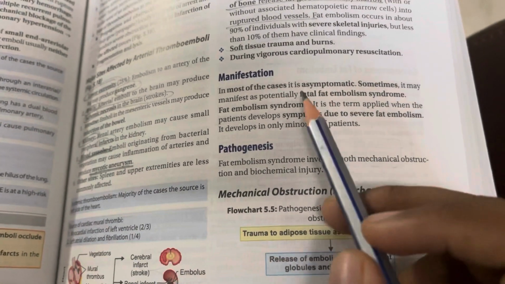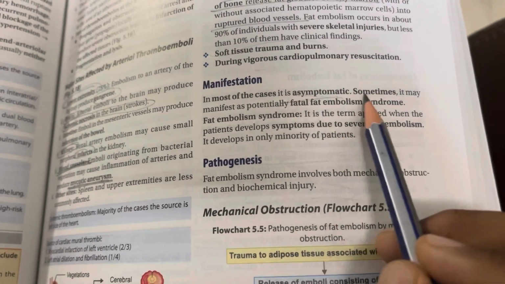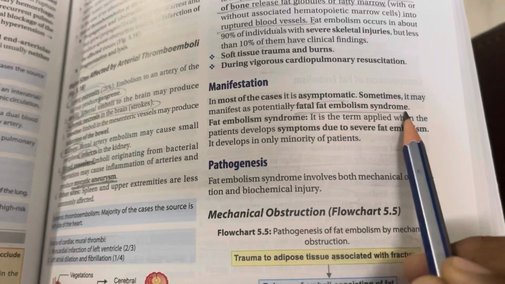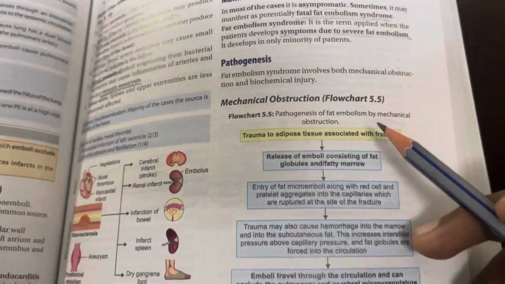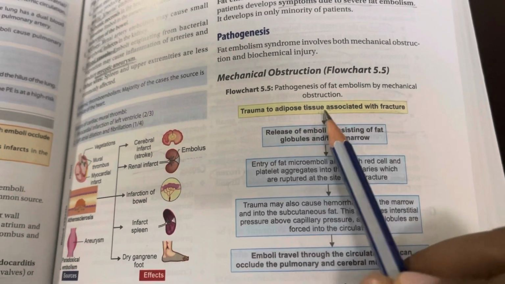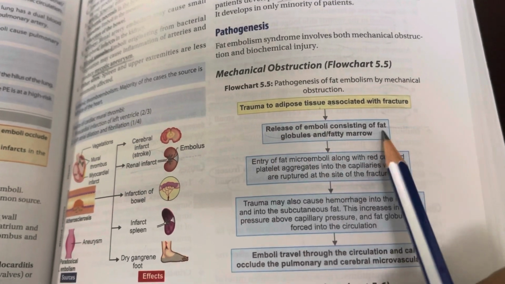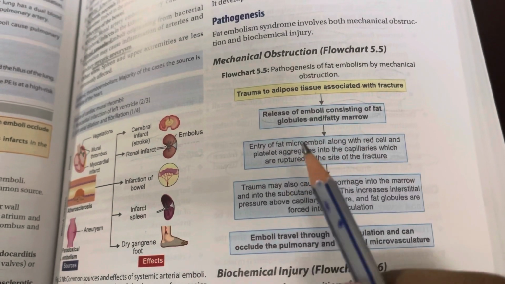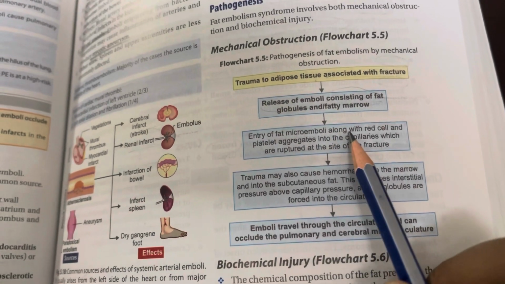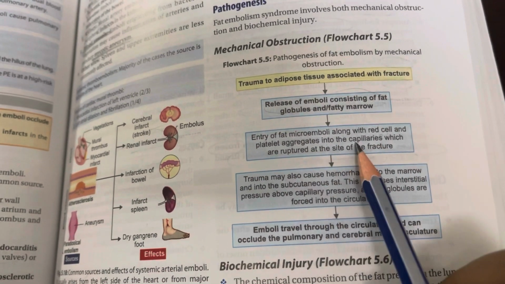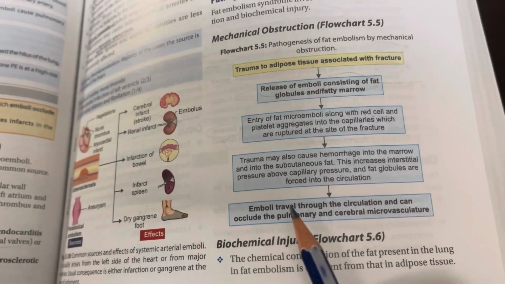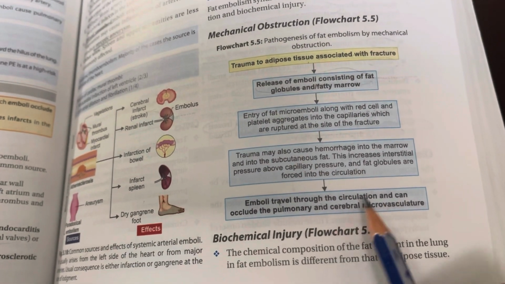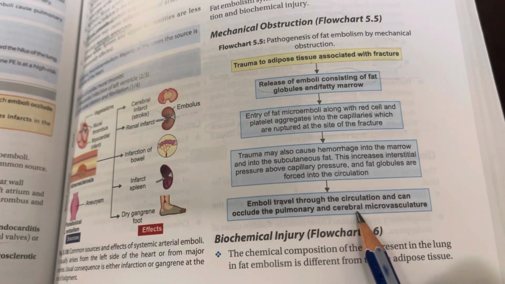So how does it manifest? In most cases, it is asymptomatic. Sometimes it manifests as potentially fatal fat embolism syndrome, and the patient develops symptoms due to severe fat embolism. So what is the pathogenesis? There is trauma to the adipose tissue associated with fracture. There is release of emboli consisting of fat globules and or fatty marrow. Entry of fat micro emboli along with red cell and platelet aggregates into the capillaries, which are ruptured at the site of the fracture. So these emboli travel through the circulation and can occlude the pulmonary and cerebral vasculature.